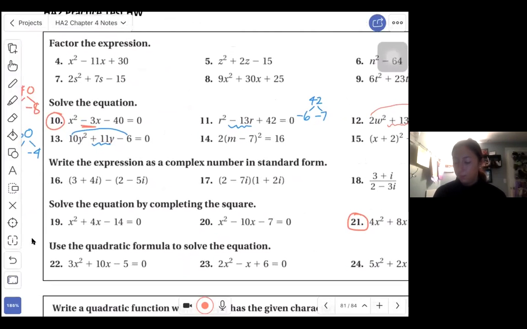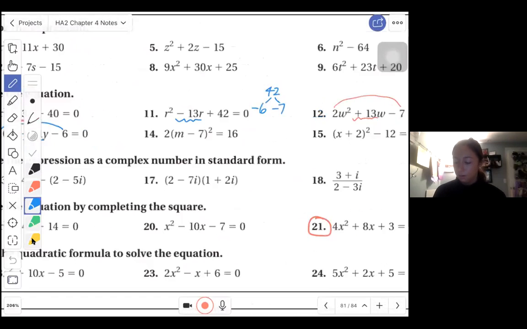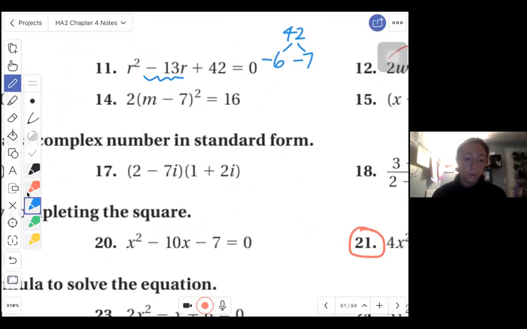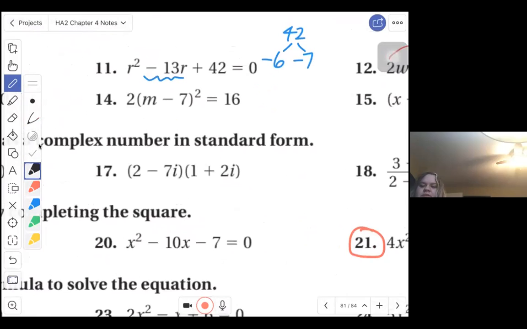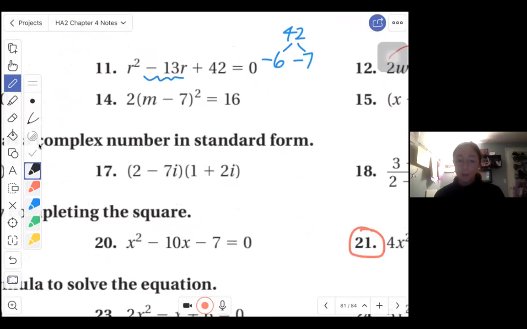Very nice. For 14, what approach should we take for 14? Annabelle, what approach did you use to solve? I used square roots. Yes, when we see that binomial squared, we know we want to take square roots. We divide by 2 on both sides so that m minus 7 squared equals 8, that binomial's by itself, and then we could take square roots on both sides.